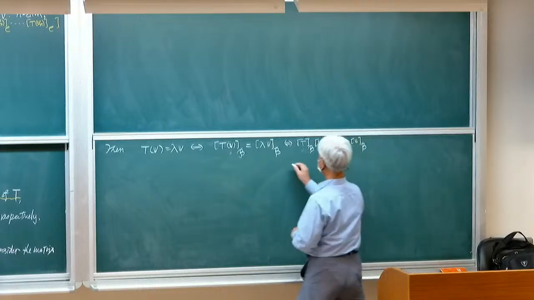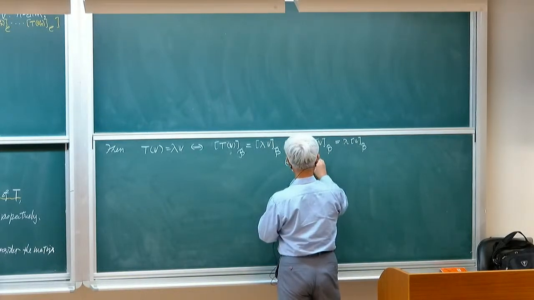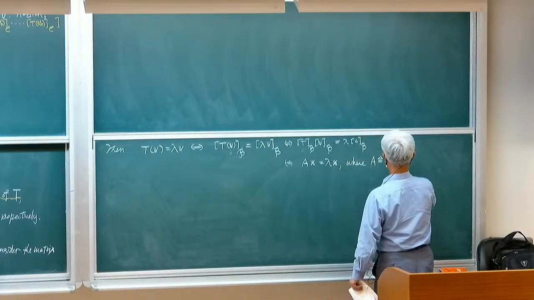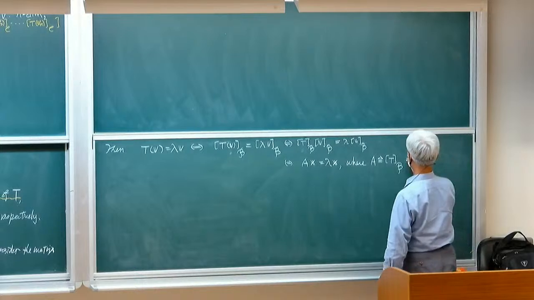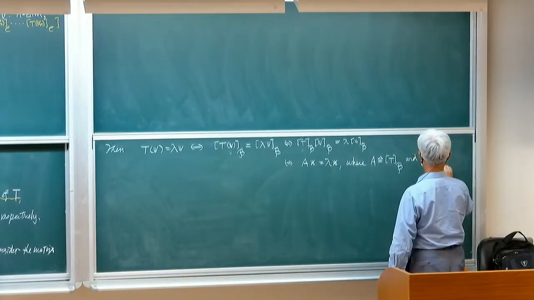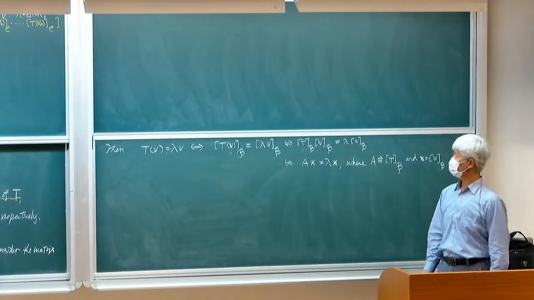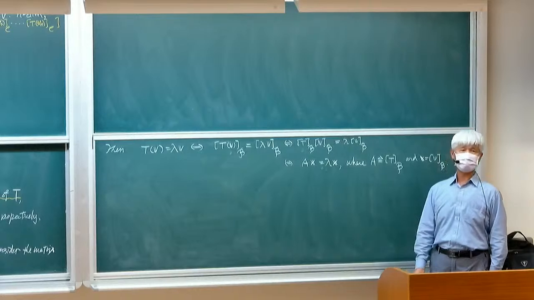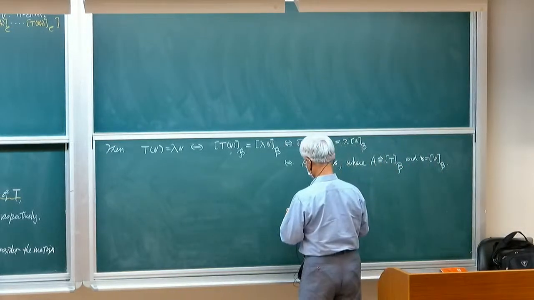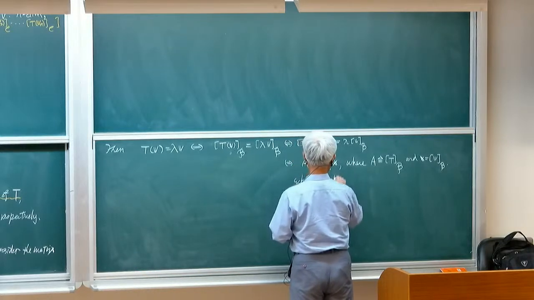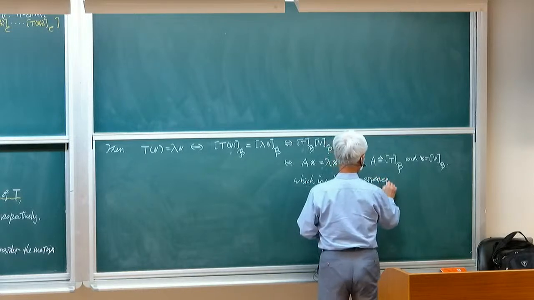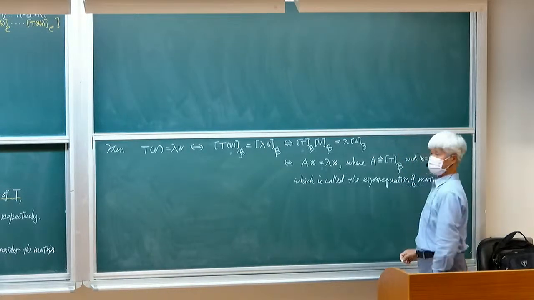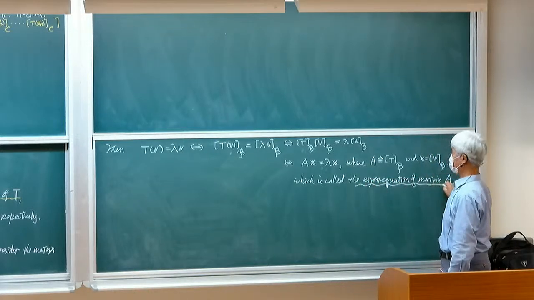Okay, so now we let A and X satisfy AX equal to lambda X, where A is the matrix representation and X is just the B-coordinate of the unknown vector V. So we turn this eigen equation into a matrix equation now, which is called the eigen equation of matrix A. In parallel, we call this the eigen equation of matrix A.